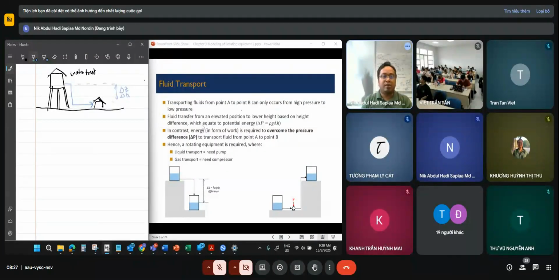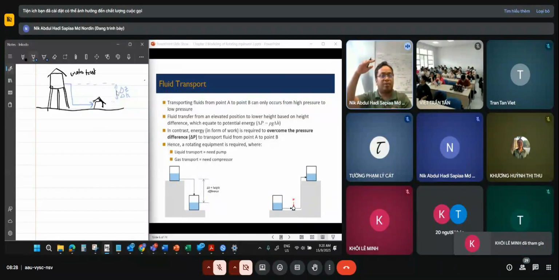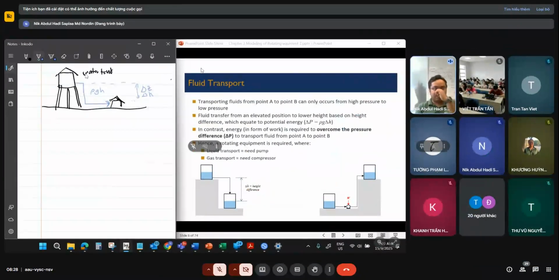So what happened? This fluid transport is based on the difference in height. If you still recall potential energy, the change in height will induce the potential energy in terms of rho g h. So this is rho g h. This would happen instantaneously.